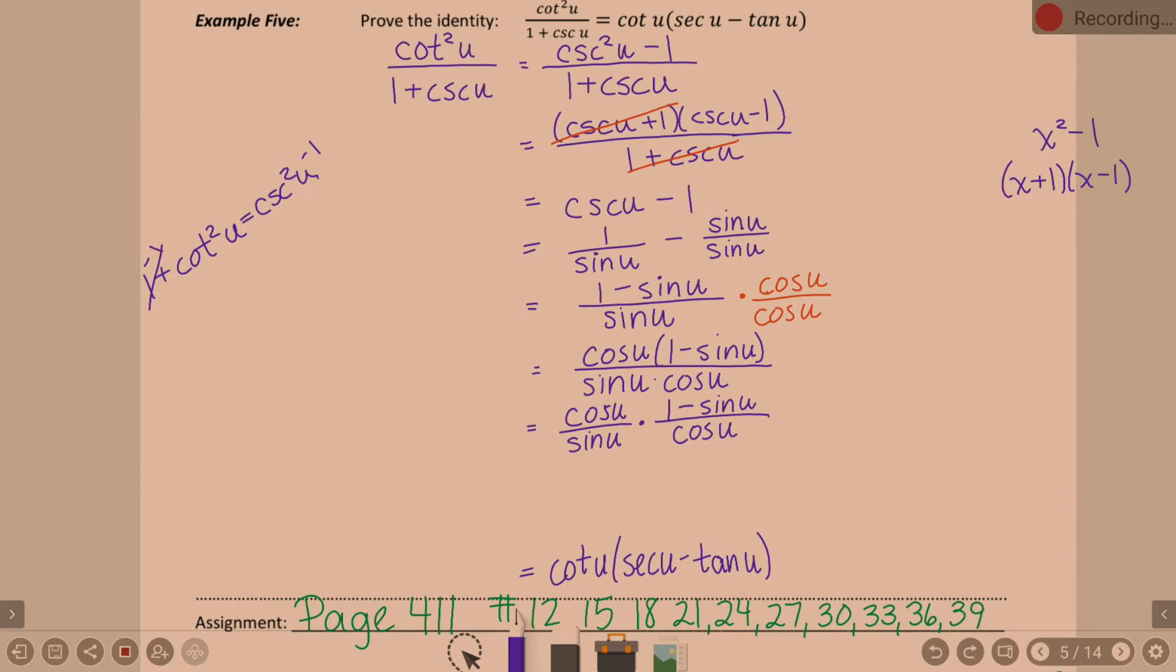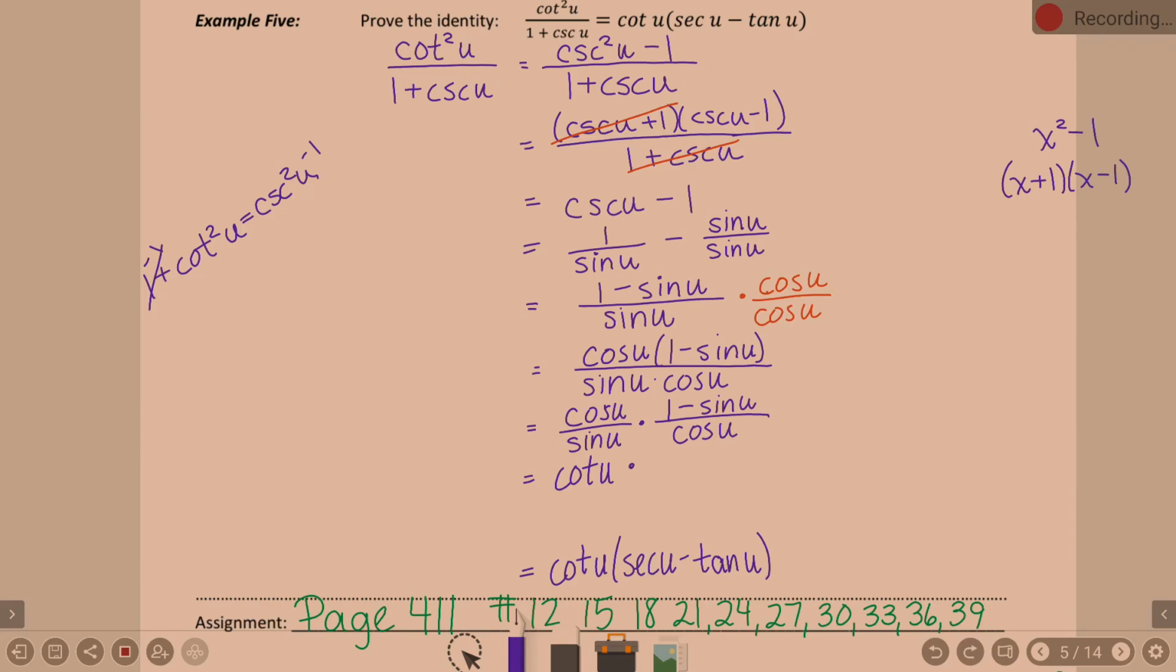Now, pause for a moment. Is this an equivalent statement? Yeah. On top it was cosine times 1 minus sine. I still have that on top, cosine times 1 minus sine. On bottom it was sine times cosine. I still have sine times cosine. I just rearranged things. Now, cosine over sine. Do you want me to go ahead and switch it? What do you know about cosine u over sine u? That's cotangent u, yes?